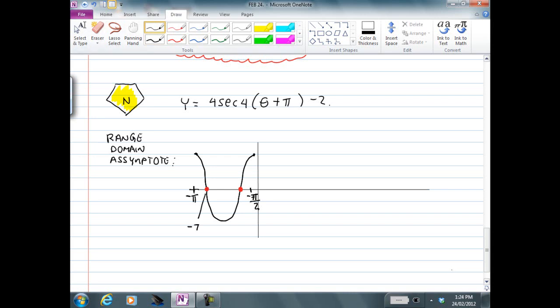This is negative 5 pi by 8. Your center is... Now, this here is negative 2. This is 2. This is negative 6. I'm going to draw in my asymptote.